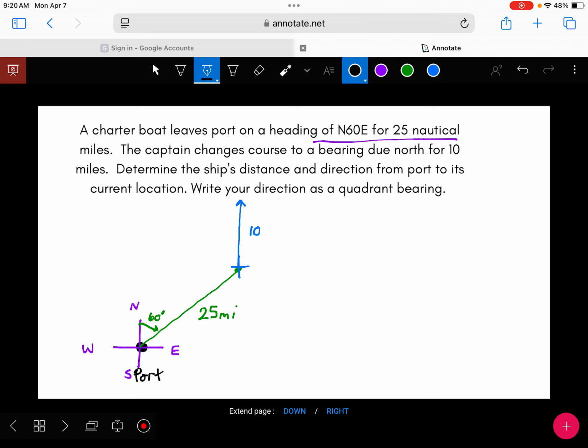And what we're asked to figure out is how far they are here. We want to know the distance, so we need to know the magnitude here. So we want our magnitude. And we want our angle, so we're also finding our theta. That means I need to have my vectors. I need a green vector, I need a blue vector.